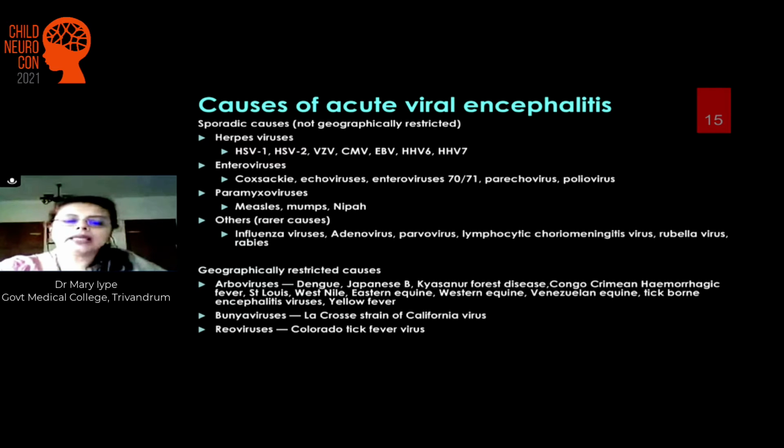The geographically restricted causes are the arboviruses in India. They are dengue, Japanese encephalitis, and Kyasanur forest disease. Crimean-Congo hemorrhagic fever has also occurred in India, and there are sporadic reports of other viral encephalitis too in India. The Bunyaviruses include La Crosse strain of California virus, and there are Rio viruses also.